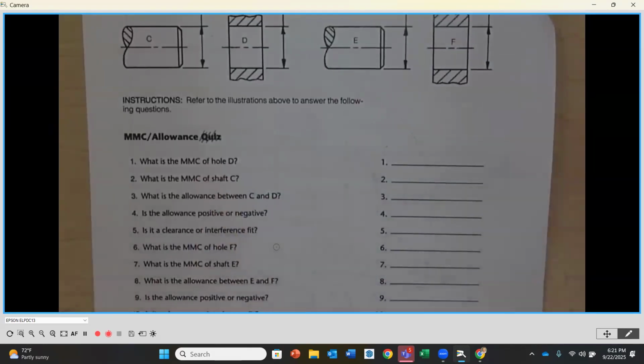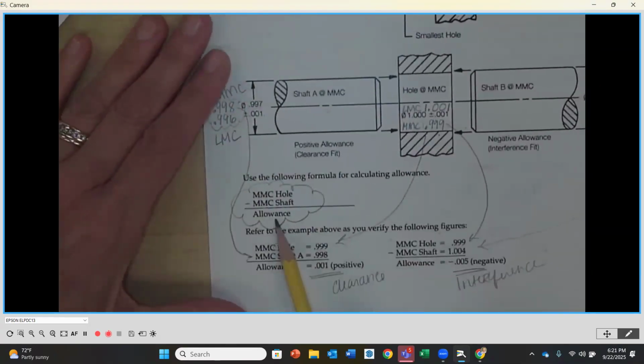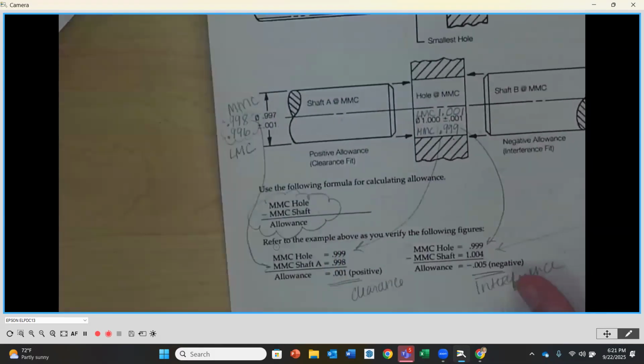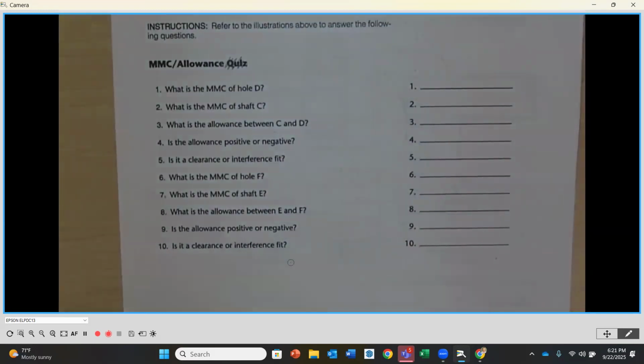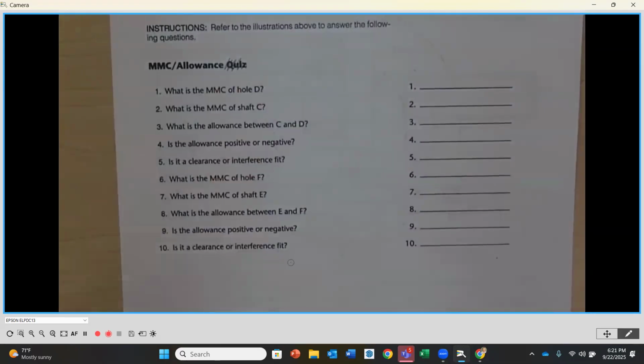It's asking, what are the MMC sizes of hole D, shaft C? What is the allowance between C and D? Now, if you need to look back to calculate allowance, I need to take the MMC size of my hole minus the MMC size of my shaft. That's totally fine. That's why we have those pages right there. Everything that you need to answer here, you should be able to find in the previous pages that we just went over. Does that make sense? So that is something that you fill in, and then you'll be handing this in.